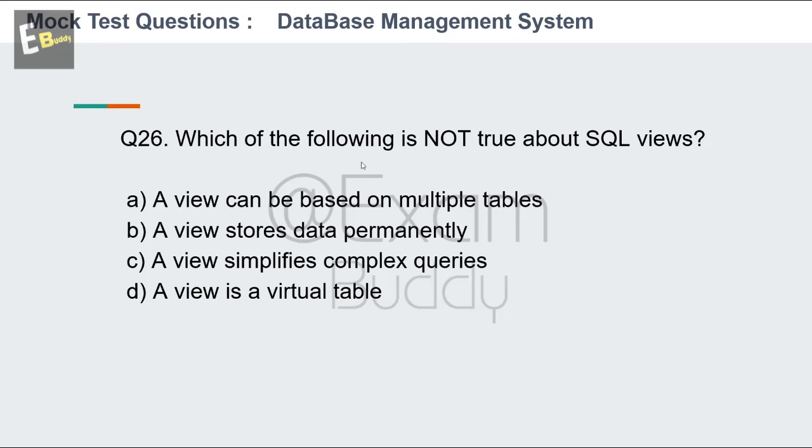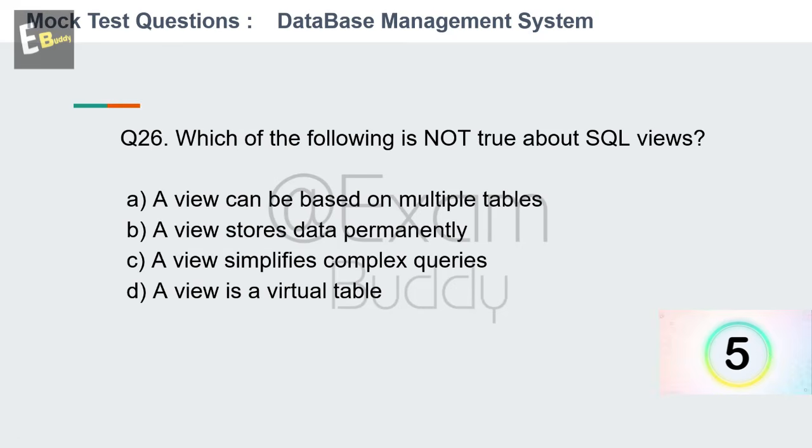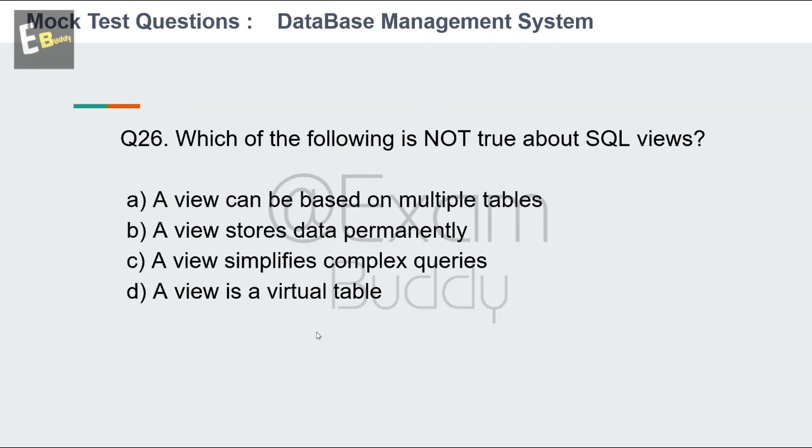Which of the following is not true about SQL views? These are the options: A, a view can be based on multiple tables. B, a view stores data permanently. C, a view simplifies complex queries. D, a view is a virtual table. So your time starts now. And the answer is: a view stores data permanently.